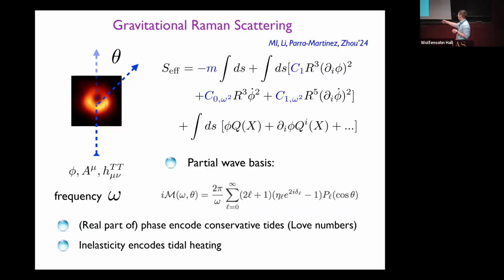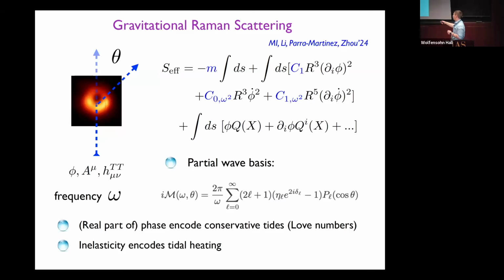So basically, the idea is that we consider the gravitational analog of the Raman scattering. So we scatter massless fields off a black hole. We can start with spin zero field, but also consider spin one or spin two fields. And then you can use this worldline action to calculate the scattering process in the EFT and compare to the known answers in GR.